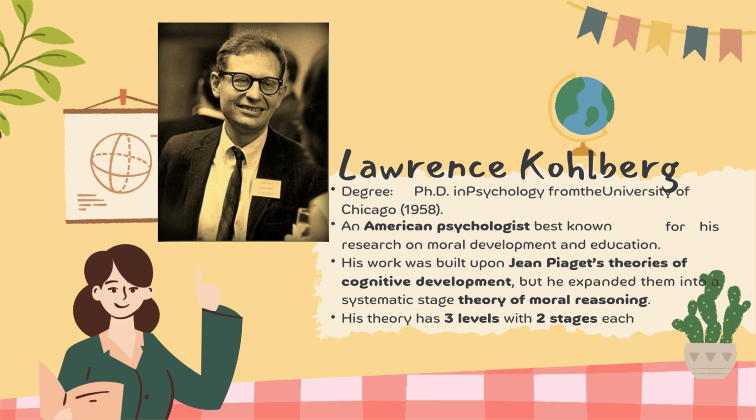Lawrence Kohlberg was an American psychologist holding the degree of PhD in psychology from the University of Chicago. He was best known for his research on moral development and education. His work was built upon Jean Piaget's theories of cognitive development, but he expanded them into a systematic stage theory of moral reasoning. His theory has 3 levels with 2 stages each.